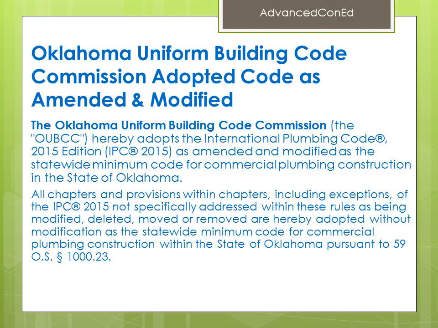Oklahoma Uniform Building Code Commission adopted code as amended and modified. The Oklahoma Uniform Building Code Commission, the OUBCC, hereby adopts the International Plumbing Code 2015 edition, IPC 2015, as amended and modified as the statewide minimum code for commercial plumbing construction in the state of Oklahoma. All chapters and provisions within chapters, including exceptions, of the IPC 2015 not specifically addressed within these rules as being modified, deleted, moved, or removed, are hereby adopted without modification as the statewide minimum code for commercial plumbing construction within the state of Oklahoma pursuant to 59 Oklahoma Statute, Section 1000.23.